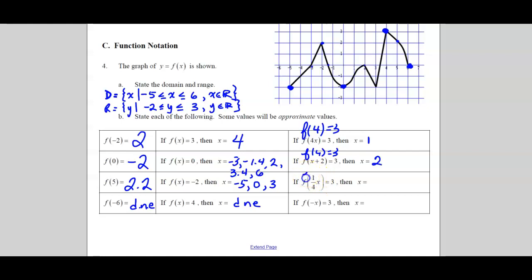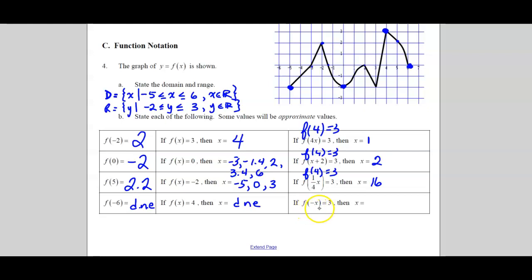Same thing here. So remember f of 4 is 3. So 1/4 of x has to give us 4. So what must x be? 16. Exactly. So you're kind of doing the opposite. This says divide by 4, 1/4, but you're multiplying by 4 to get 16. This says add 2 to get 4, so you're really subtracting 2 from 4 to get the x value.